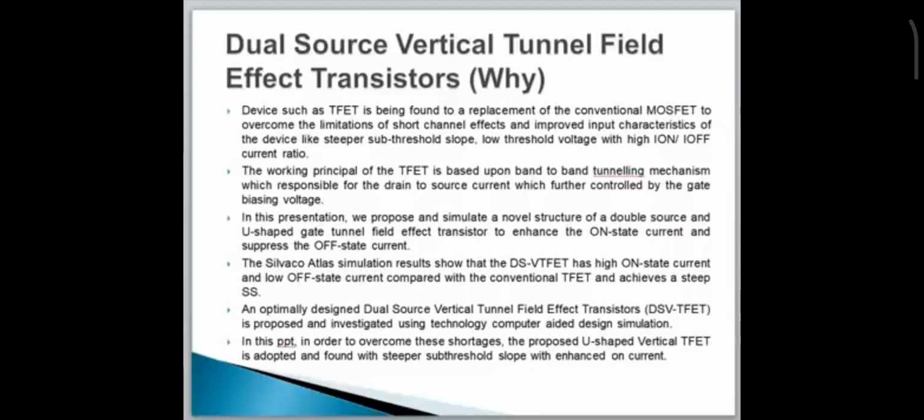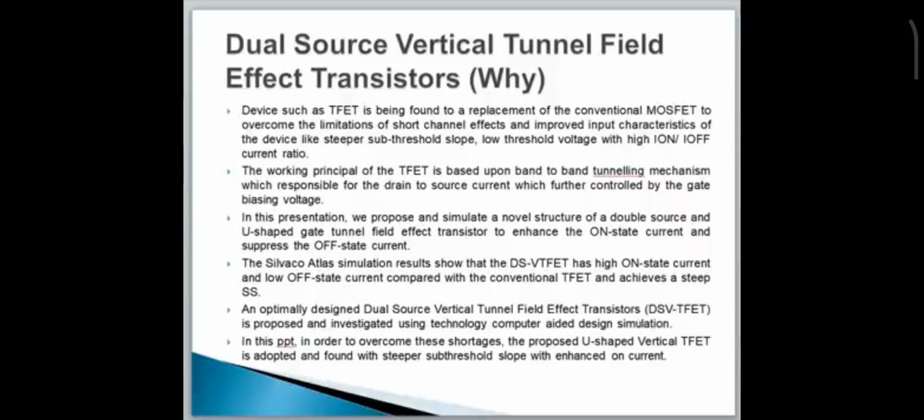TFET technology reduces the short channel effects because the tunneling phenomenon is different from the MOSFET. In case of TFET, we use the band-to-band tunneling mechanism, but in case of MOSFET, we use thermionic emission. Due to the band-to-band tunneling mechanism, the off current of the tunnel field effect transistor is low, so the I-on-I-off current ratio of TFET is large as compared to MOSFET. The working principle of TFET is based upon the band-to-band tunneling mechanism, which is responsible for the drain to source current, which is further controlled by the gate biasing voltage.